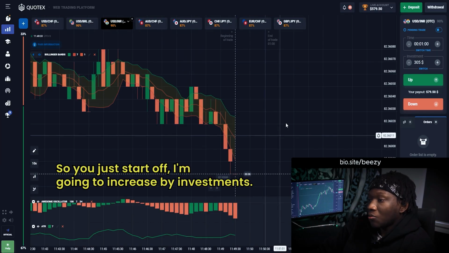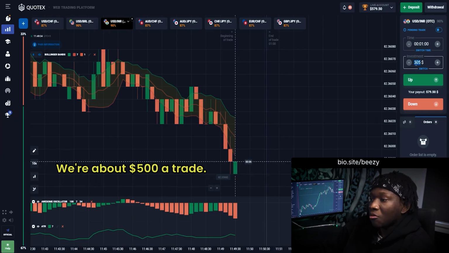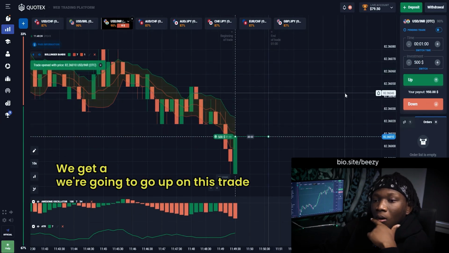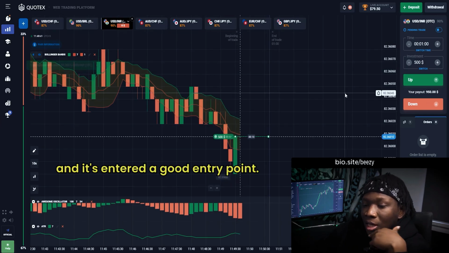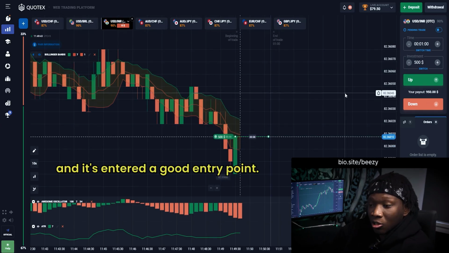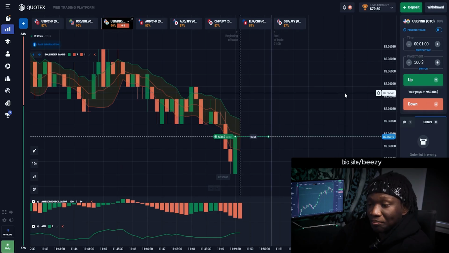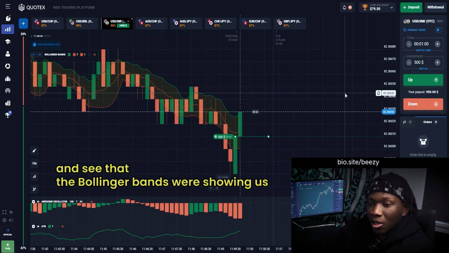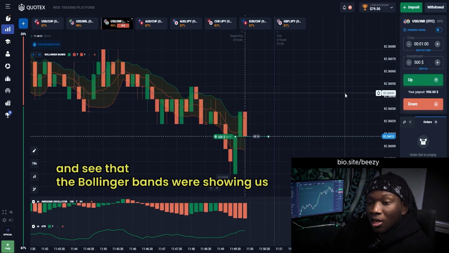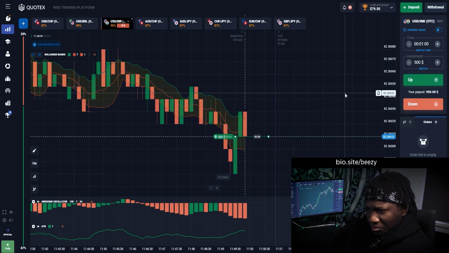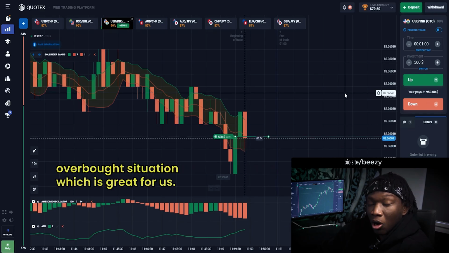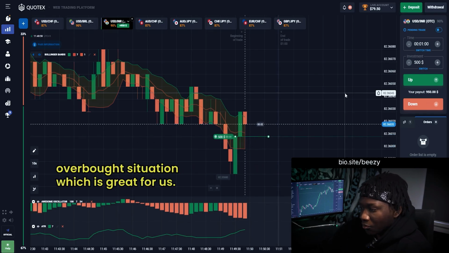So here to start off, I'm gonna increase my investments to about $500 a trade. And we're gonna go up on this trade, and I've entered at a good entry point. And what's great about this is I was able to quickly snipe and see that the Bollinger Bands was showing us it's at the upper band, was showing us an overbought situation, which is great for us.